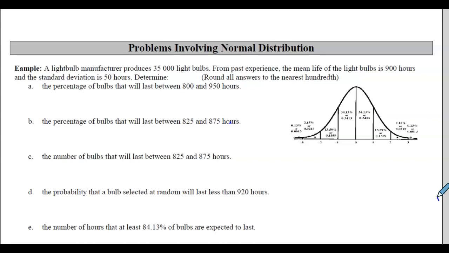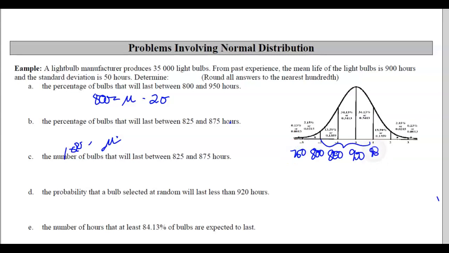So remember that the mean is 900. So 800 is really the mean minus 2 standard deviations. So that is here, a z-score of -2. So we're going to look from -2 to 950, which is 1 standard deviation. If you want to actually label the values, the mean is 900, this would be 850, this would be 800, this would be 750, this would be 950, 1,000, 1,050. That might make it faster.